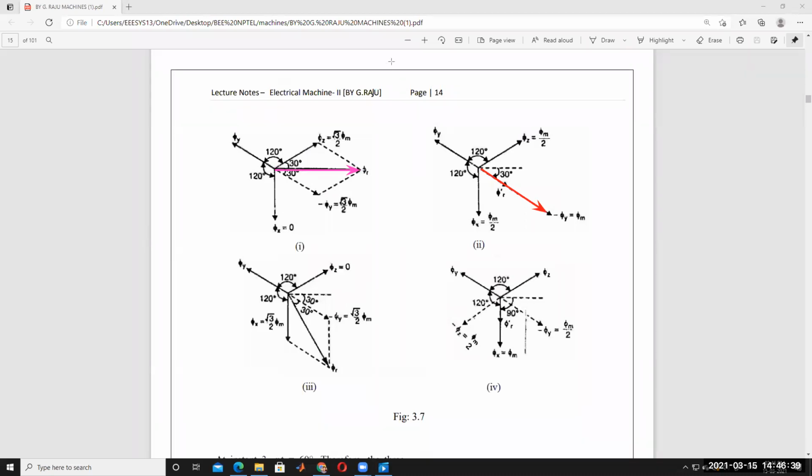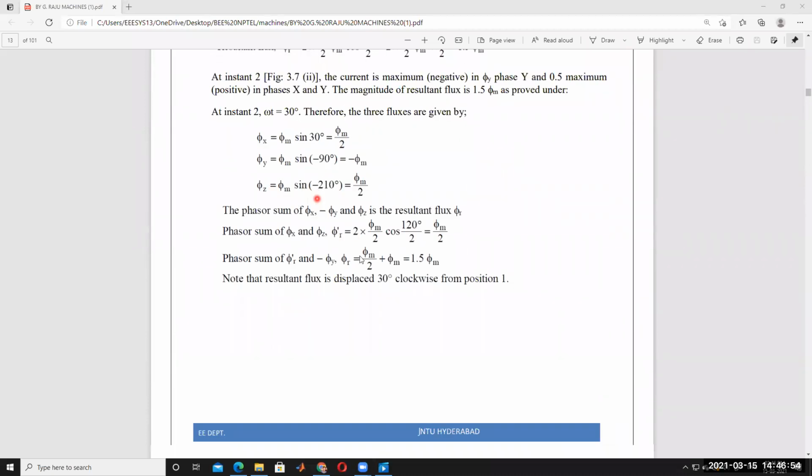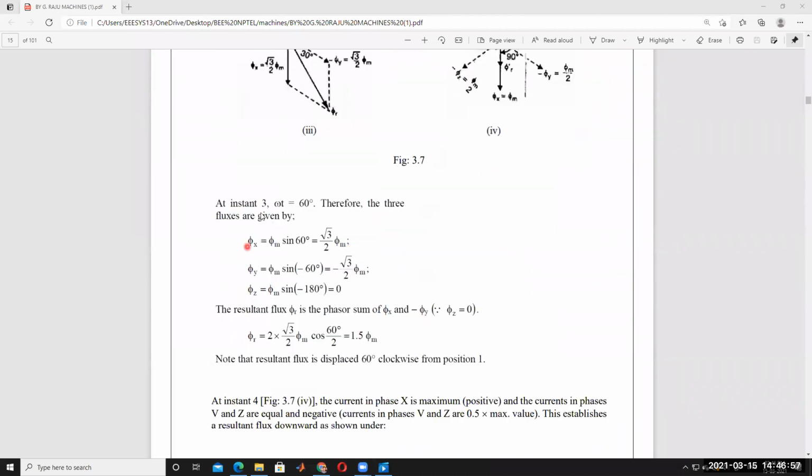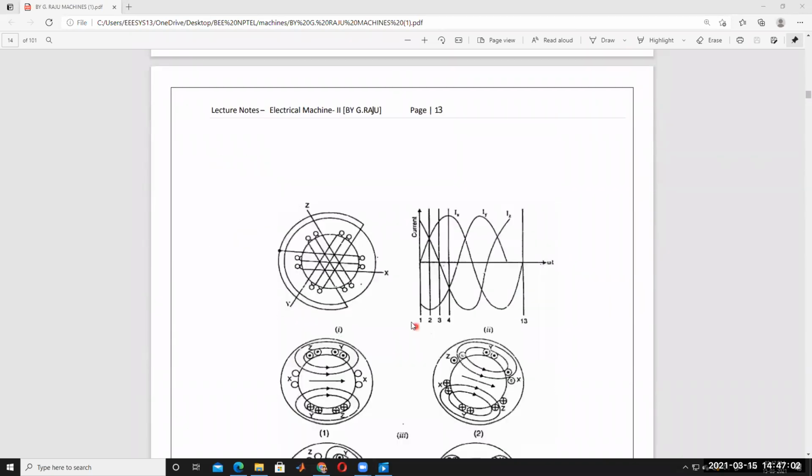Similarly, substitute omega t equal to 60 degrees also. Find the resultant flux direction at omega t equal to 60 degrees; 30 degrees is over, and then 60 degrees. It's the third instant. This is a different type of instant. First instant, second instant, third instant, and fourth instant. At the first instant, omega t is equal to 0. At the second instant, omega t is equal to 30 degrees. At the third instant, omega t is equal to 60 degrees. At the fourth, omega t is equal to 90 degrees.